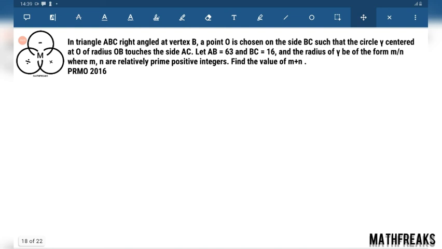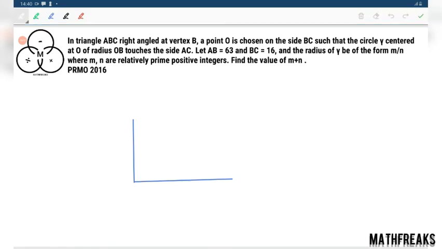In a triangle ABC, right angled at vertex B, a point O is chosen on the side BC such that... The diagram is also not available. A lot of things to do. I cannot give you the hints because I am not even having the diagram right now. In a right angle triangle ABC, right angled at B, a point O is chosen on side BC.